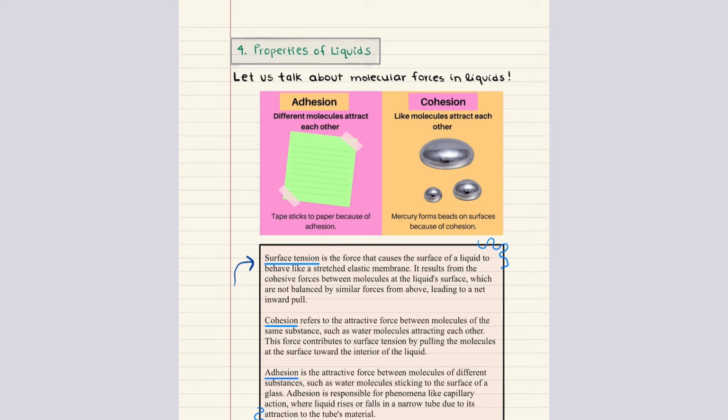Now, the strength of surface tension is directly related to the intermolecular forces within the liquid. For example, water has a high surface tension due to strong hydrogen bonding between its molecules, which is why small objects like a needle can sometimes float on its surface without sinking.